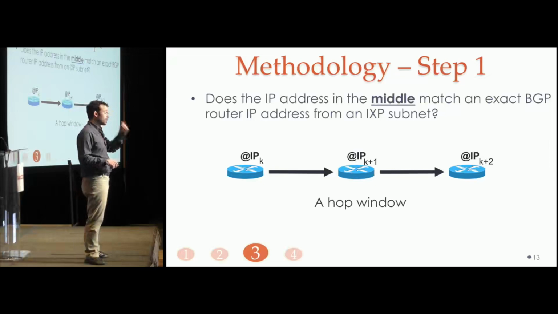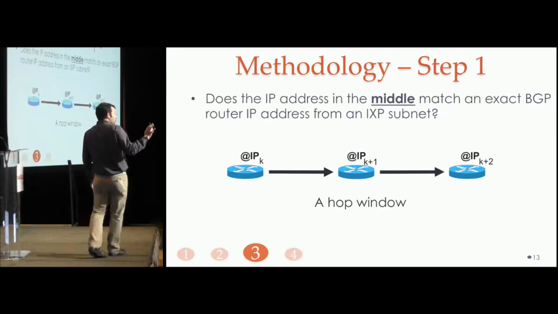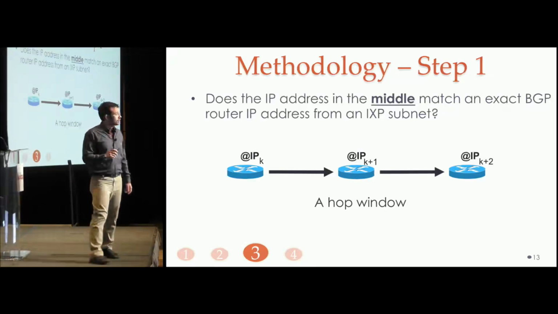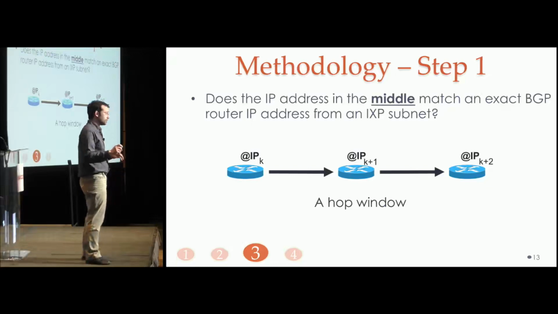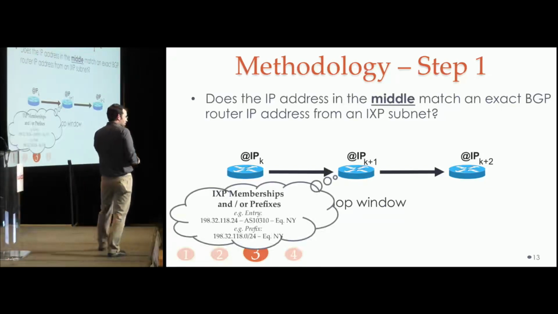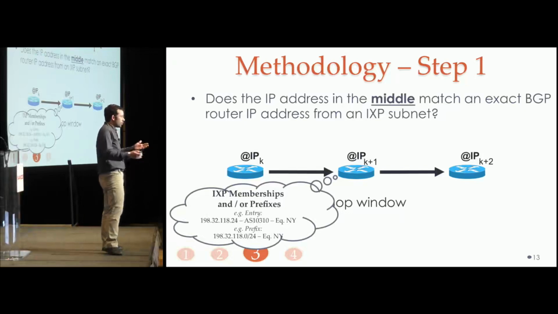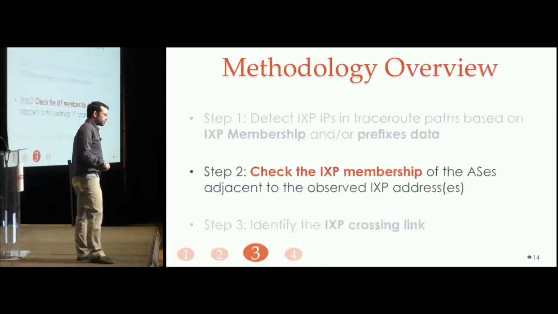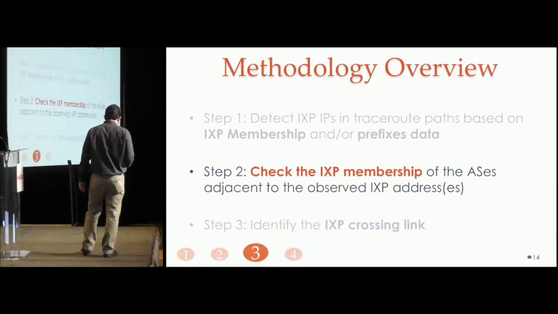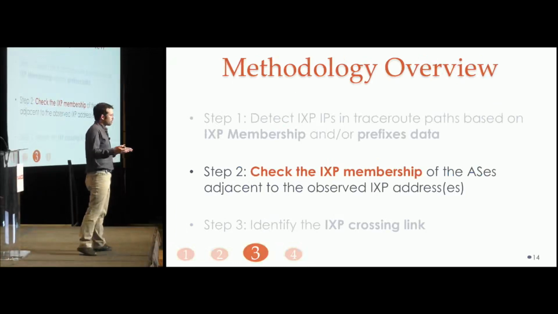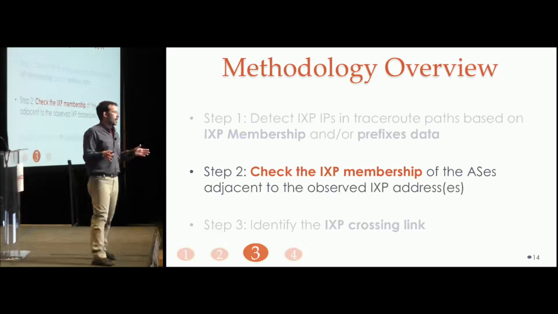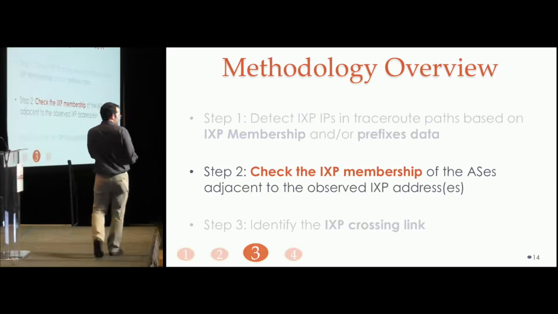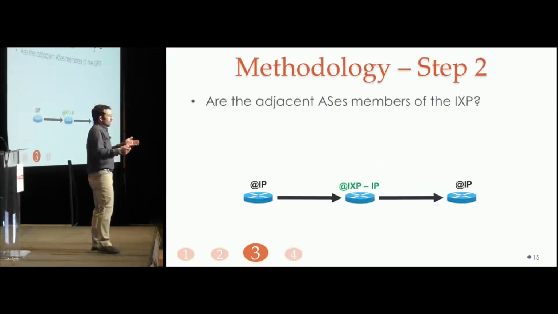So assume again that we have a sample hop window of the traceroute path. The first thing that we have to do here is to check if the middle IP is an IXP IP. And how do we do that? We check if this IP is included in the IXP membership data or belongs to an IXP prefix. Let's say that we have a hit for our example. Now, in the second step, we translate the IP path to an AS path, and then we check if the ASes adjacent to the IXP IP are also members of that IXP.